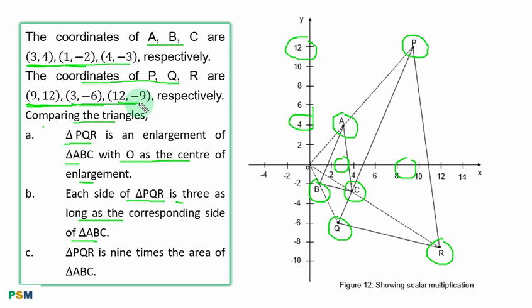If you find the area of the two triangles, you will observe that triangle PQR is 9 times the area of triangle ABC.